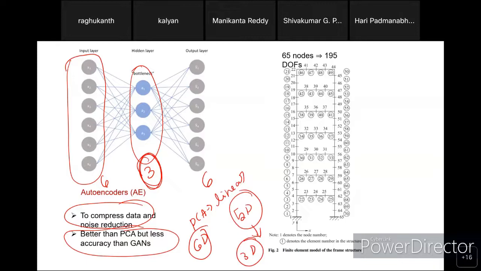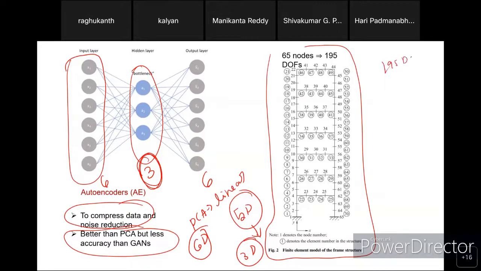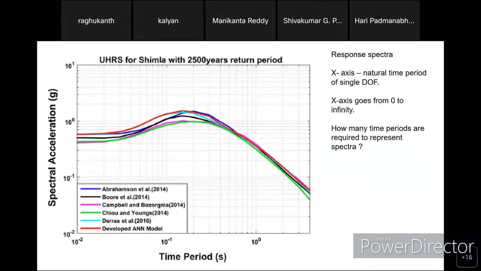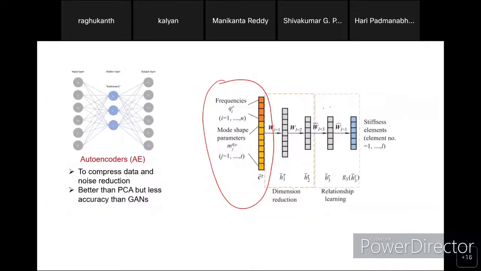There are a lot of papers recently that I saw. One was for a frame structure in a six story building, which had 195 degrees of freedom. They used the autoencoder to suppress this to three or four dimensions. This paper is also available. The frequencies and mode shapes gave 195 dimensions, and finally they were able to reduce them to very few dimensions. They nicely linked these reduced parameters to the stiffness parameters, and were then able to explain the damages and other things also.